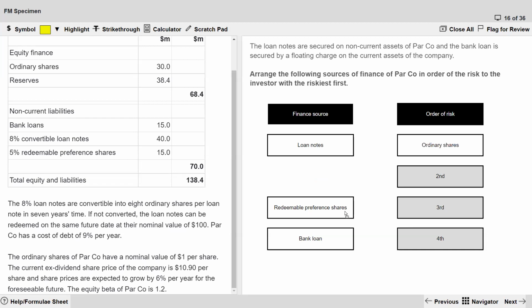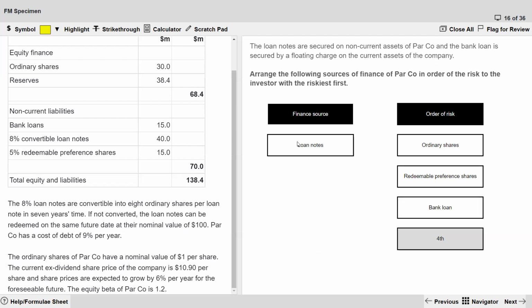Second risky is redeemable preference shares. Third risky in this case is going to be the bank loan. So when you've got a floating charge, that's more risky. The fixed charge is lowest risk. This is most risky. This is less risky. This is lesser than this, and this is lowest risk.